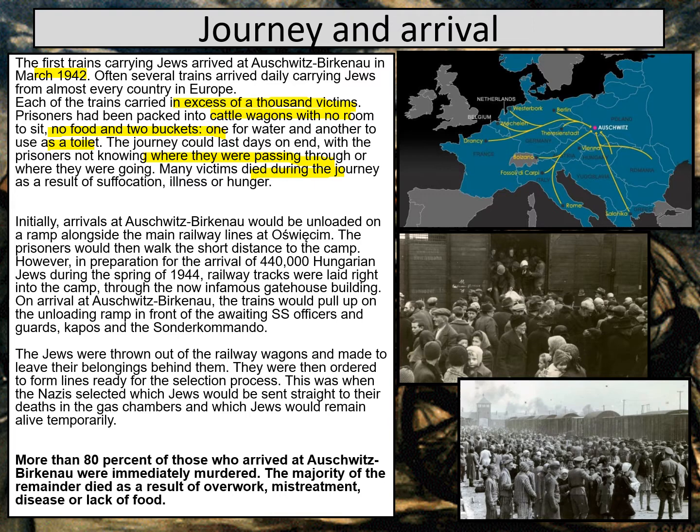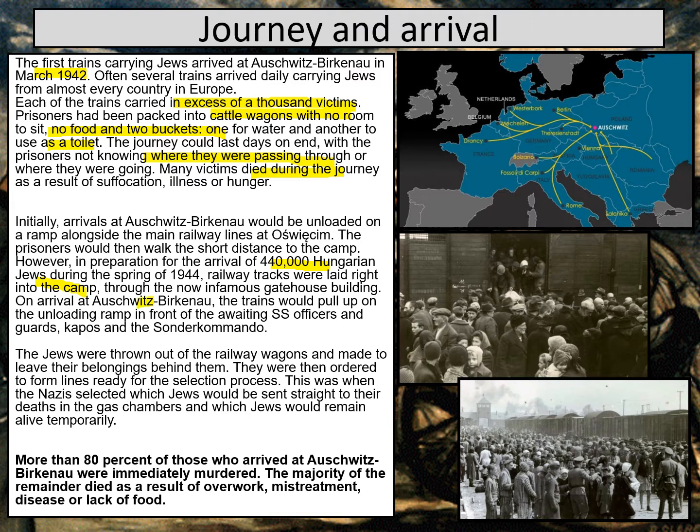Initially, arrivals at Auschwitz-Birkenau would be unloaded onto a ramp alongside the main railway. The prisoners would then walk the short distance to the camp. However, when they started to have larger numbers of people arriving at one time, for instance the 440,000 Hungarian Jews during the spring of 1944, they then laid the very famous tracks directly into the camp. If you've ever seen a picture of Auschwitz before, you've probably seen the railway tracks that go straight into it, and that's what they built in 1944.